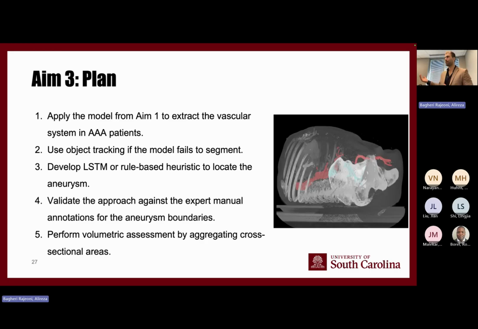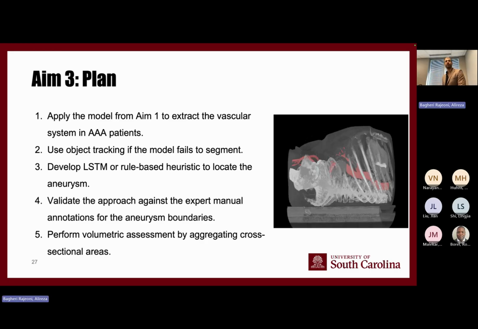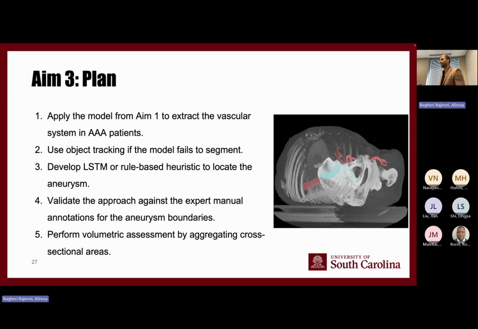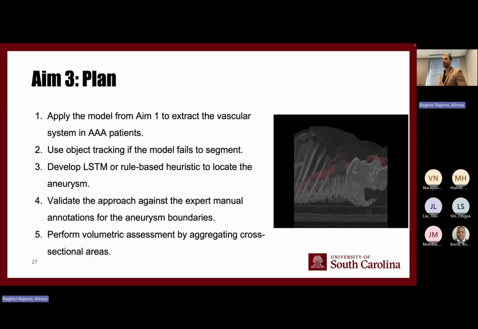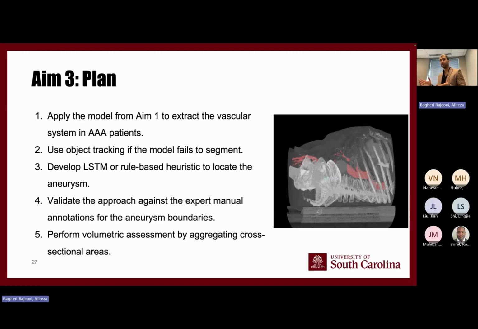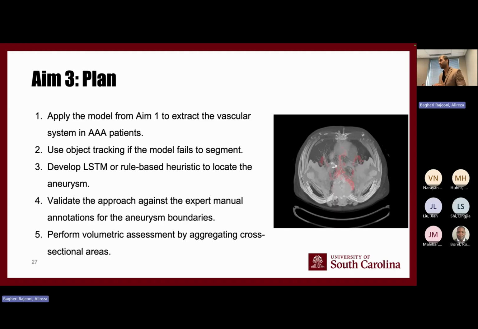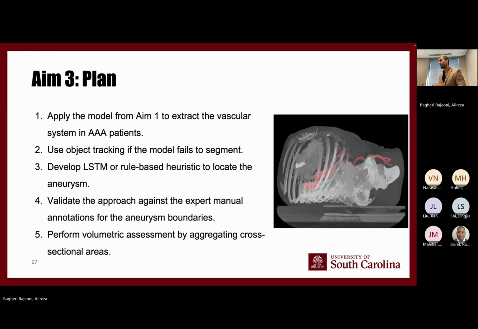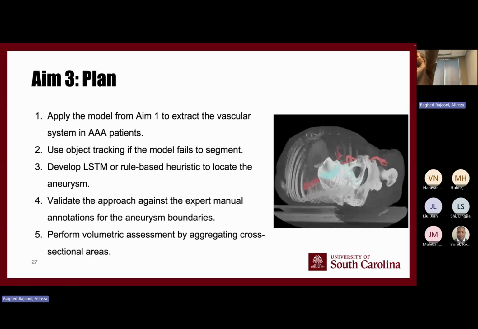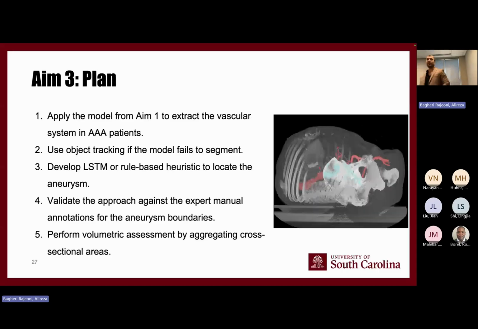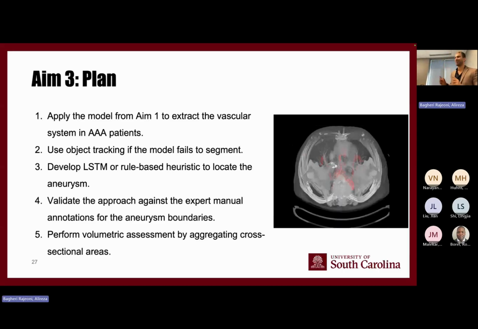So our plan was, let's apply the model from A1 here and see how it performs. We learned something very interesting here. The model from A1 segments the vascular system when there is no abnormality. As you can see on the image, the red is showing the segmentation, but the middle one, which looks like a balloon, is an aneurysm, and the model didn't do any segmentation in that region. That kind of motivated us to do a little analysis.